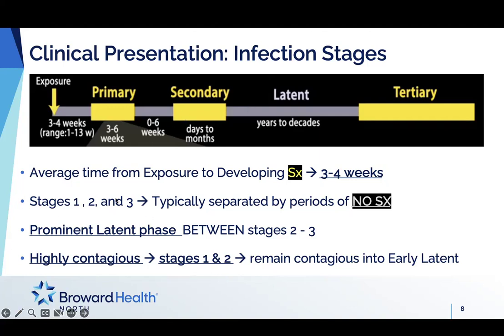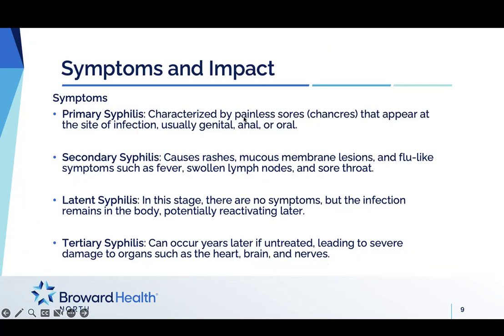That's a problem. And there's a prominent phase later, which is the latent, which happens after secondary syphilis, between the secondary and tertiary stages. And we'll talk more about that. The most highly contagious stages are the primary and secondary, like we mentioned before, and some part of the early latent can also be highly contagious.